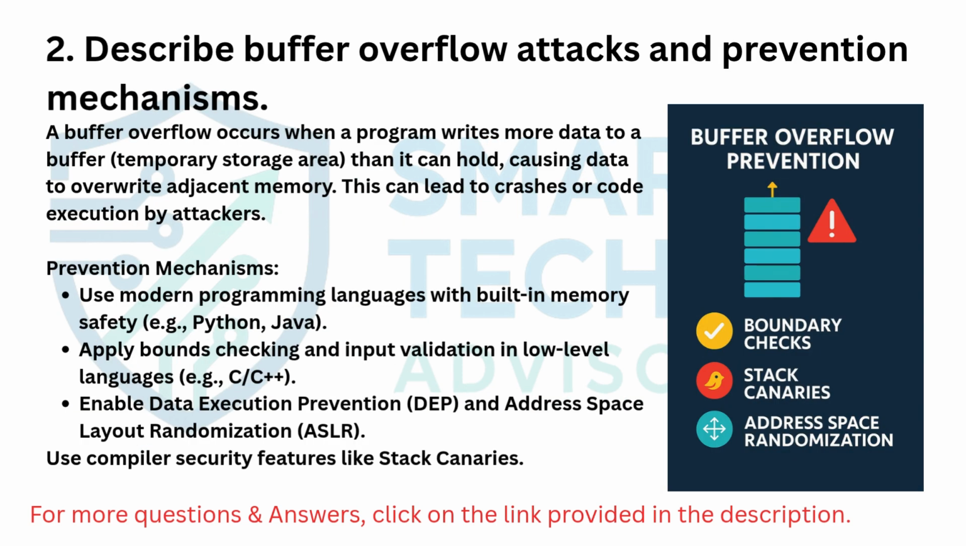Second question: describe buffer overflow attacks and prevention mechanisms. A buffer overflow occurs when a program writes more data to a buffer, a temporary storage area, than it can hold, causing data to overwrite adjacent memory. This can lead to crashes or code execution by attackers.